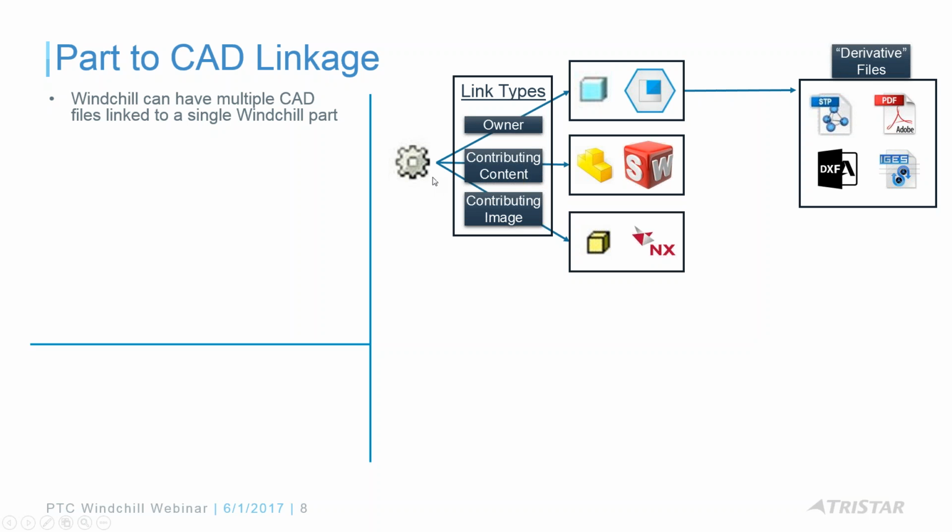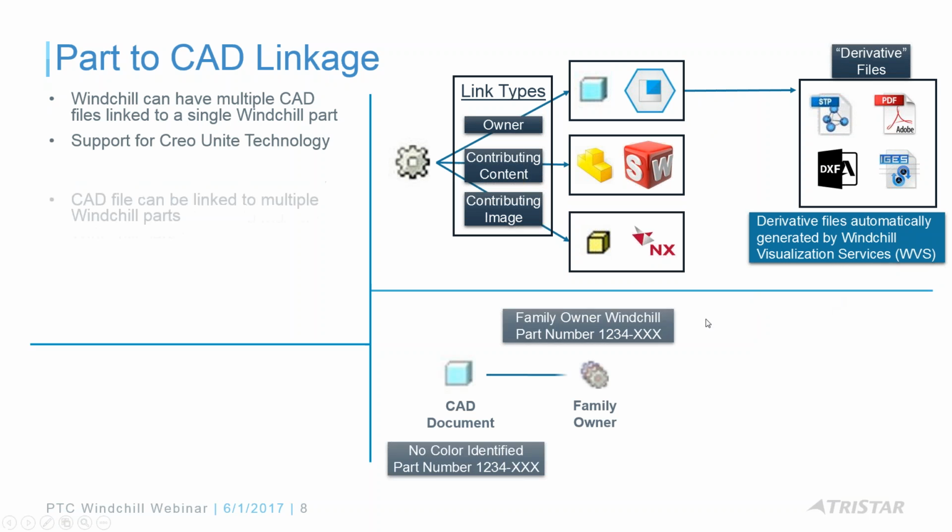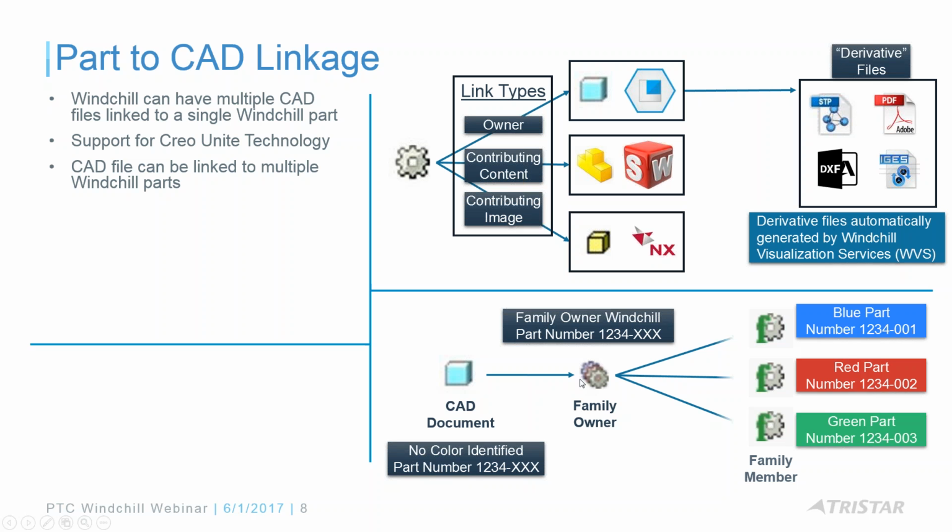So if you have people within the company not being able to access the CAD model directly, they can still access those derivative files if someone needs to get a PDF of a drawing or a STEP file of a part. These Windchill parts can also be created as families.